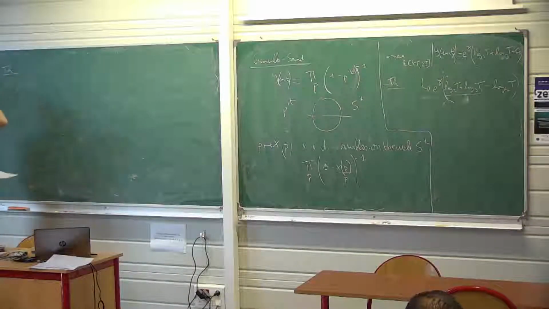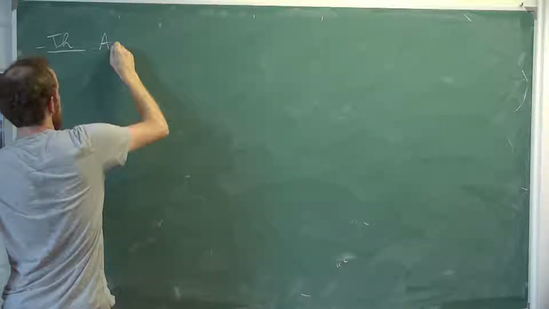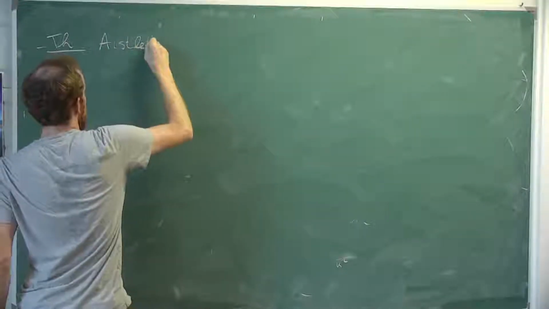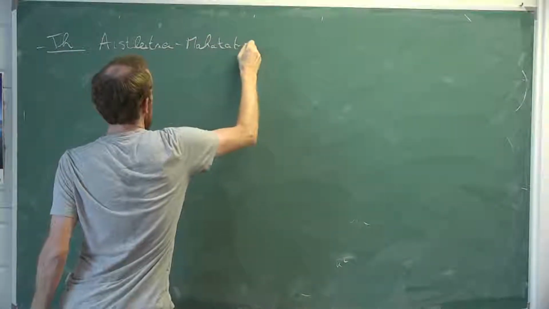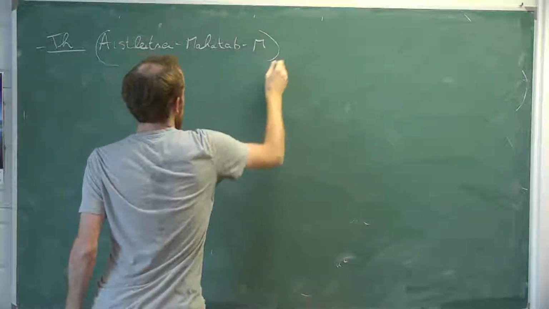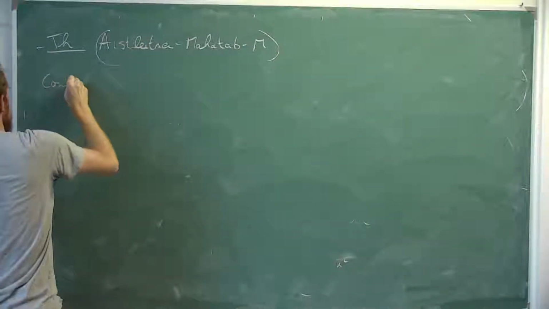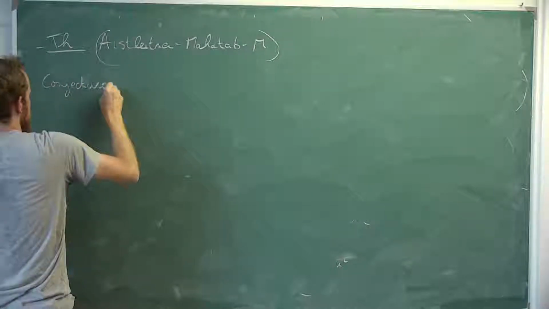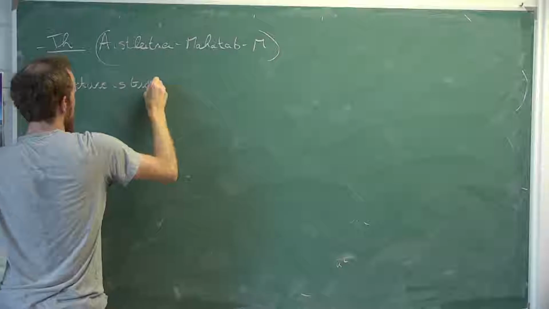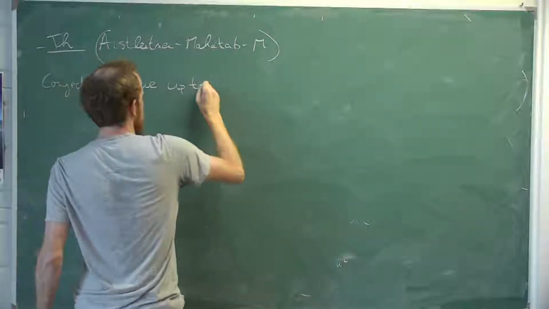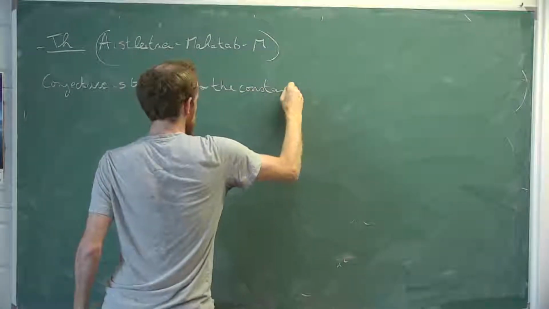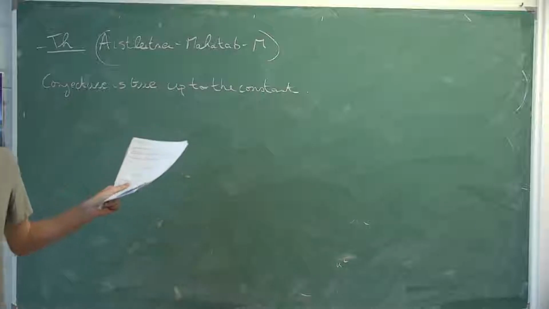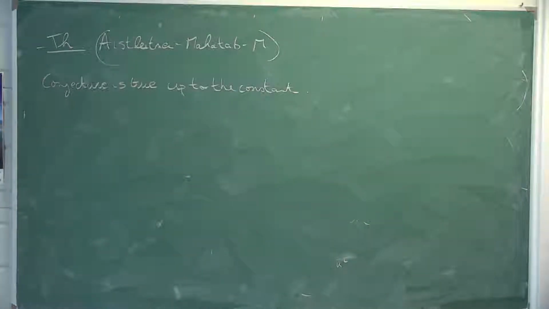So what we prove with Aistleitner and Mahatab is that the conjecture is true up to the constant. It's a quite elementary proof, and it can be used in other situations. So I'm going to present the main arguments.